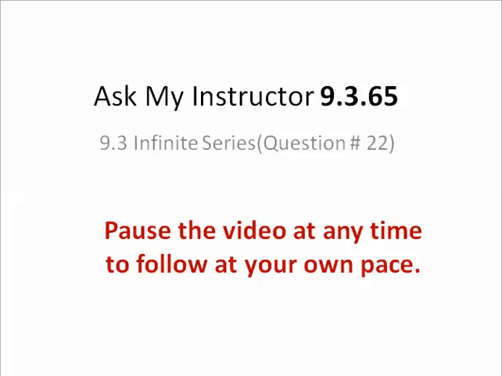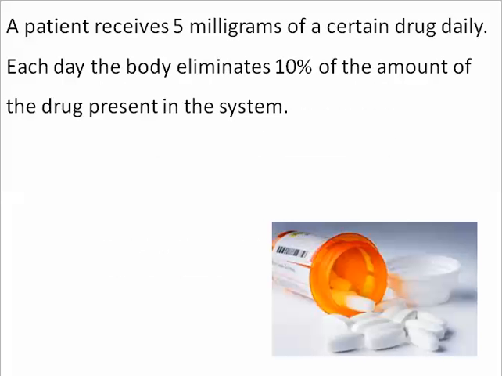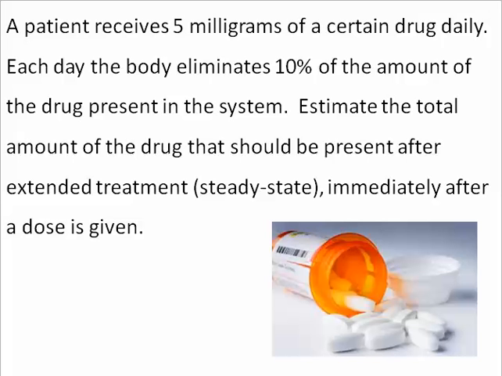Ask My Instructor 9.3.65. A patient receives 5 milligrams of a certain drug daily. Each day, the body eliminates 10% of the amount of the drug present in the system. Estimate the total amount of the drug that should be present after extended treatment, immediately after a dose is given.